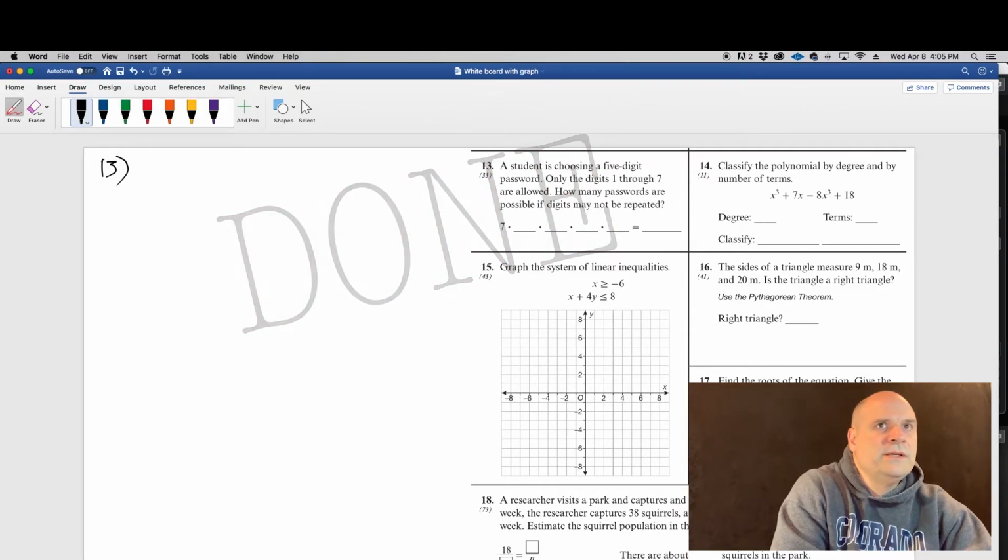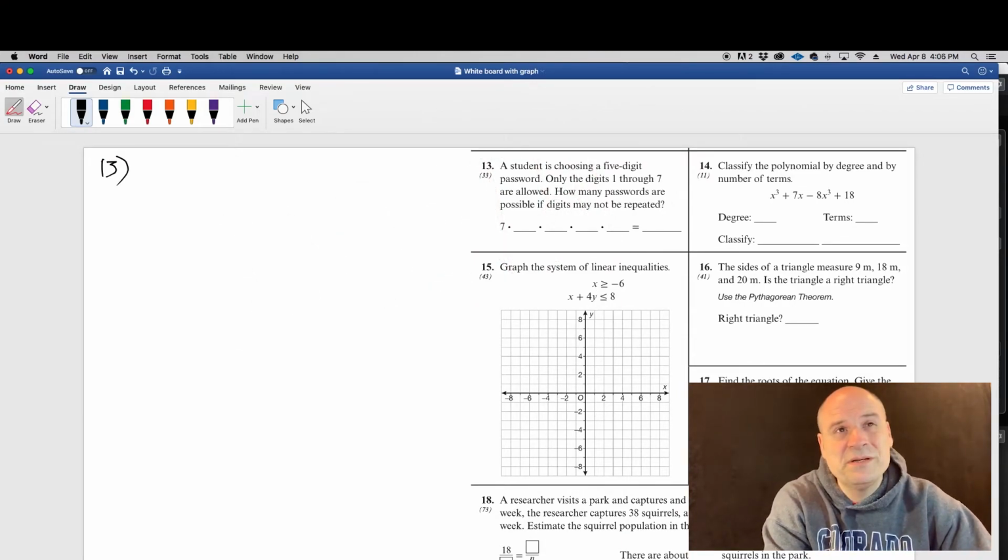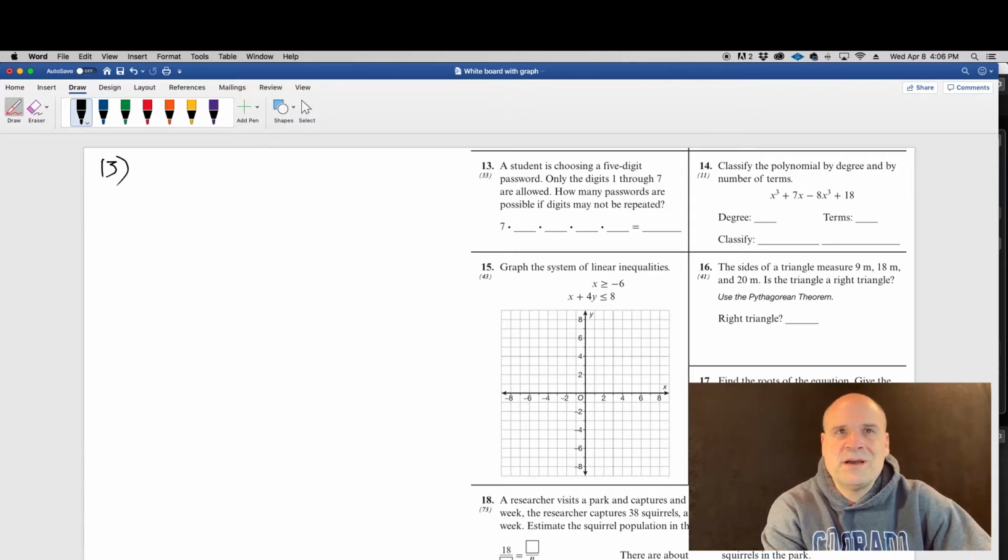Number 13, a student is choosing a 5-digit password. Only the digits 1 through 7 are allowed. So there's 7 possibilities for each placement. How many passwords are possible if digits may not be repeated?